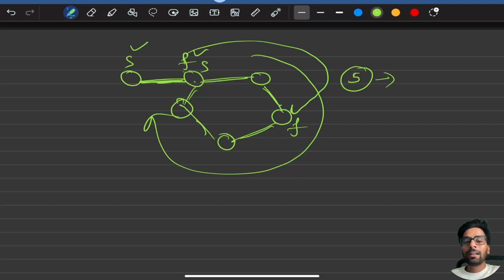Now in the cycle they will be moving again and again infinitely, right? At some point they will be meeting again. What will be that point?